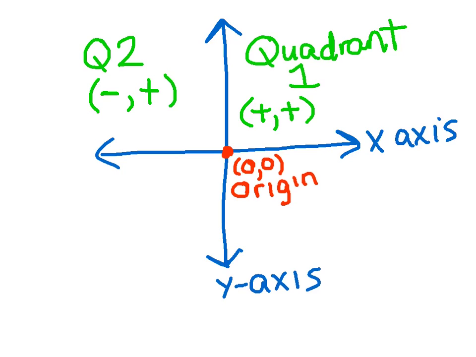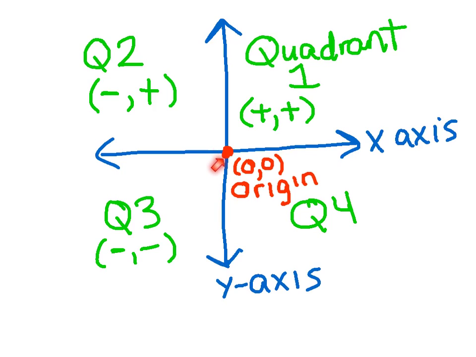Okay, our next one is here. This is quadrant 3. And let's see what our ordered pair would look like if it landed in quadrant 3. We would start at the origin. We would have to go to the left, which means our x would be a negative number. And we would have to go down, which means our y would also be a negative number. So our ordered pair would be a negative x and a negative y. And last we have quadrant 4.